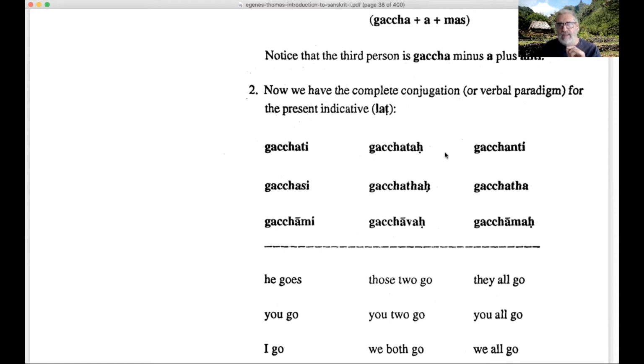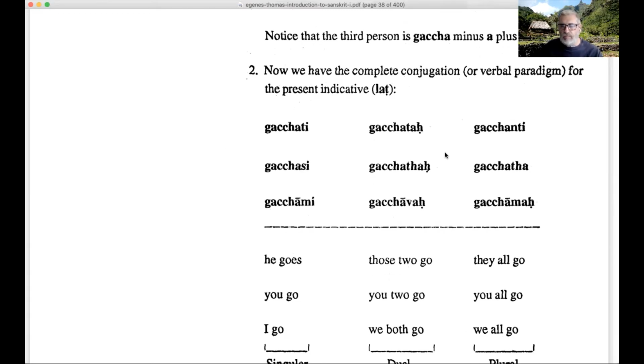All of these different tenses and moods of verbs in Sanskrit are called lakaras. They are lut, lit, lut, rin. There are different names for them that Panini gives them. So this one is called lut. So we're learning present tense. That's called lut. So here's the present tense.